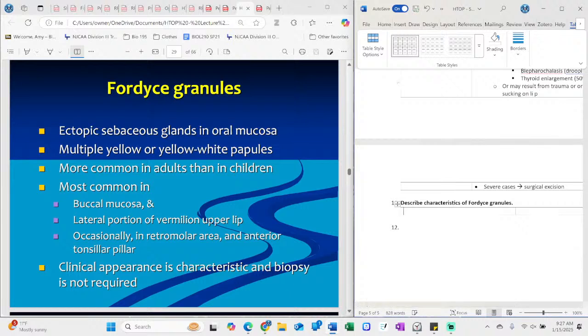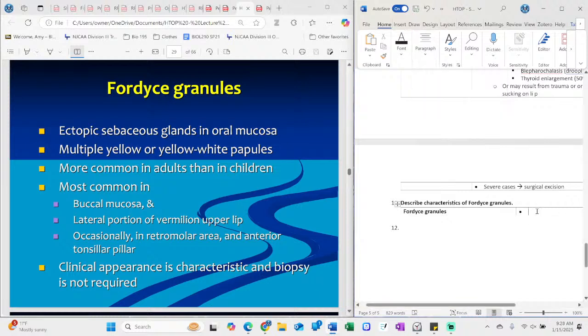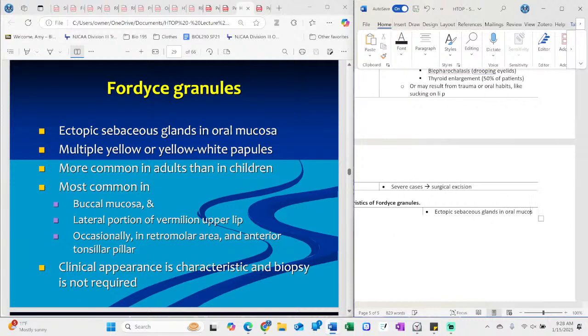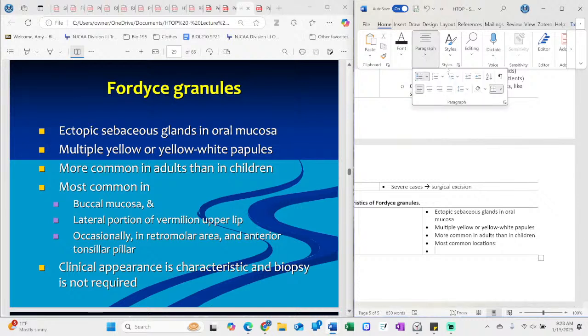So Fordyce granules, we know these are ectopic sebaceous glands. Ectopic because these are not meant to be in the oral cavity. These are structures of the skin, cutaneous structures. But when you see something out of its normal place, you call it ectopic. So these are more commonly seen in the buccal mucosa and in the vermilion border, especially of the upper lip. Other places are the retromolar area and the anterior tonsillar fossa.